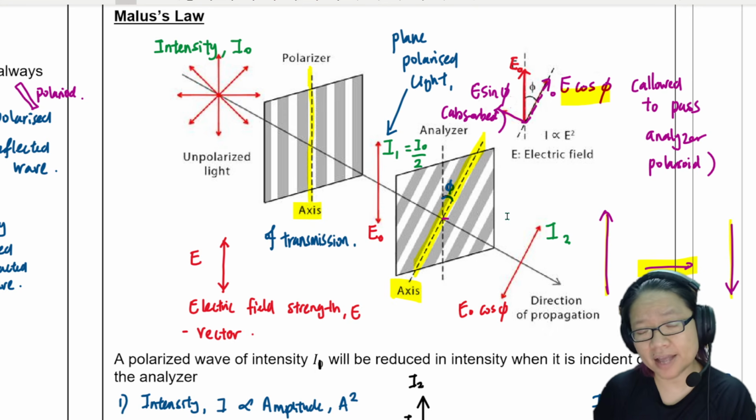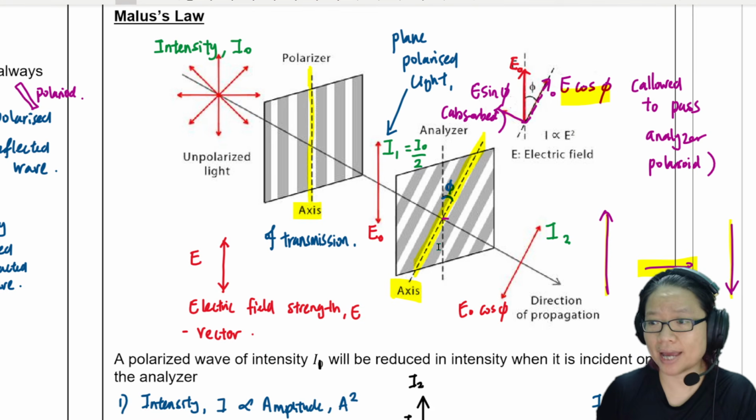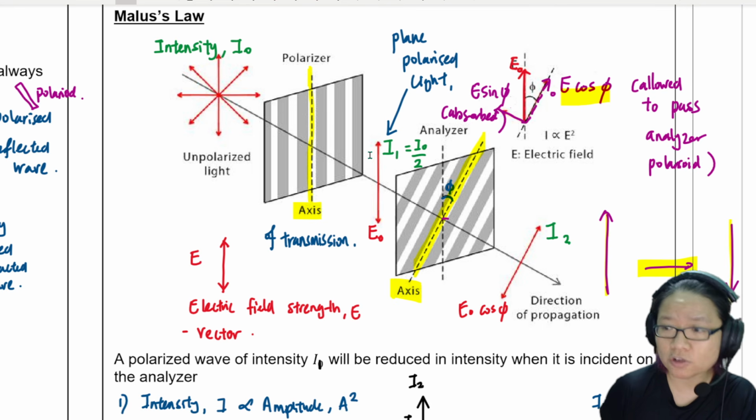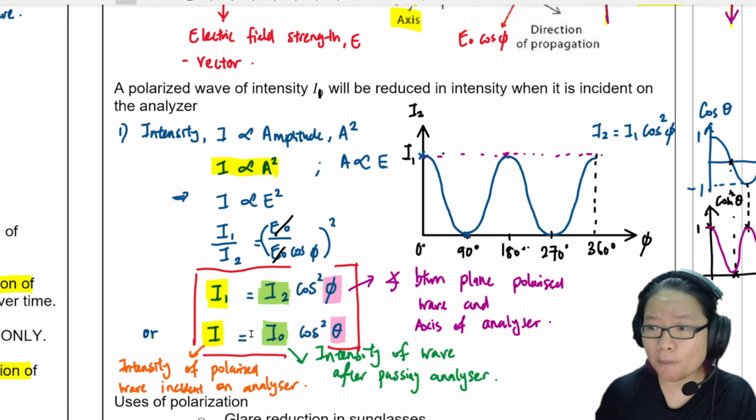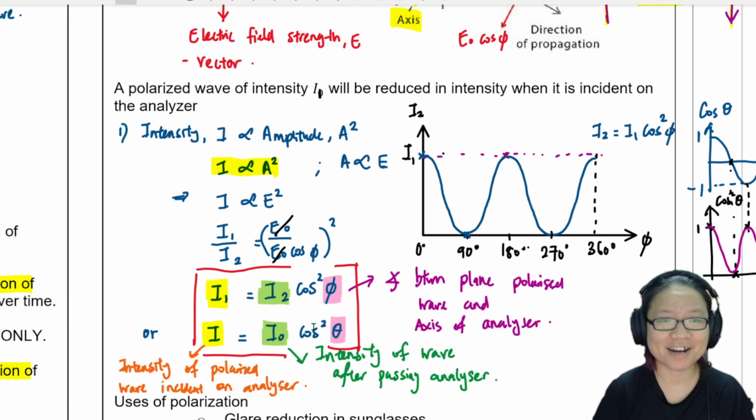You need to understand that the component that passes through the analyzer is parallel to the axis. Okay, so if I pass through the first polarizer, my intensity dropped by half because of laws of average. And then after that, the intensity will continue to drop. Drop by how much? We will consult Malus Law. I is equal to I naught cos square theta.